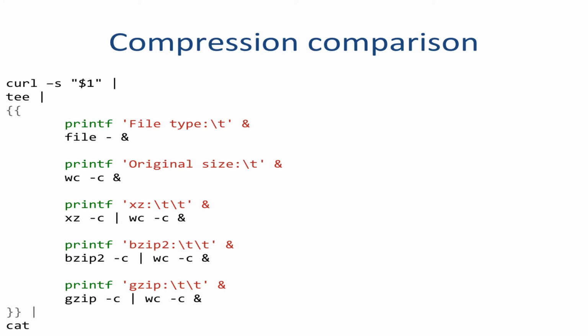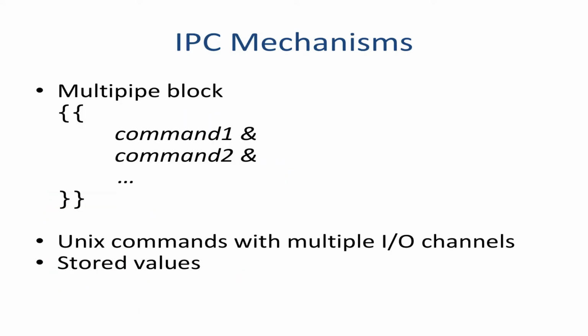You pipe the output of T to various commands that run asynchronously within a multipipe block. The block is enclosed within a double opening brace and a double closing brace. Commands running before the block can pipe their output to multiple commands within the block, and commands piped from the output of the block can receive input from multiple commands. DAGs introduces 3 inter-process communication ways: multipipe blocks, Unix commands that can have multiple I/O channels, and also stored values.